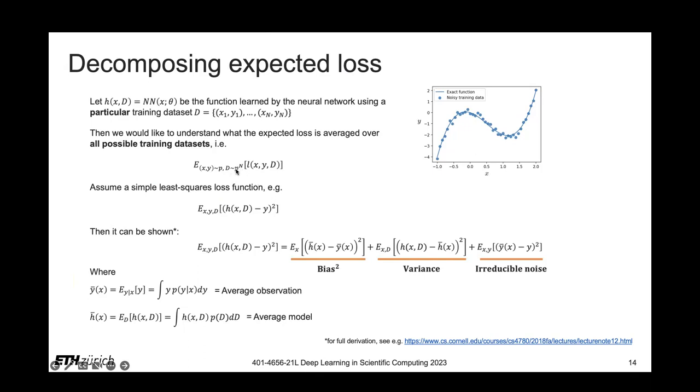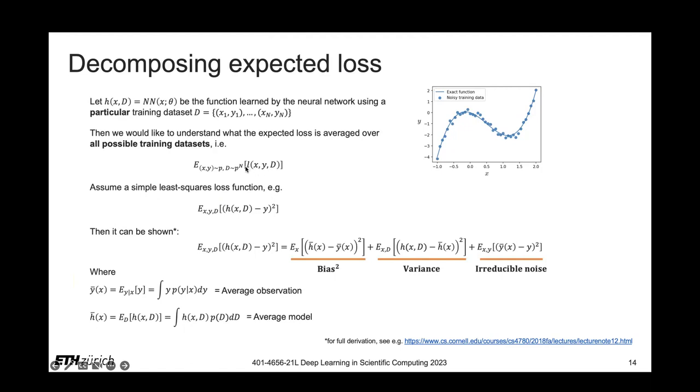Obviously we have one expected loss if we just train one neural network with one data set, but then we can randomly change the data set with new inputs and outputs, get a new expected loss, and then average over those. And what is that quantity?